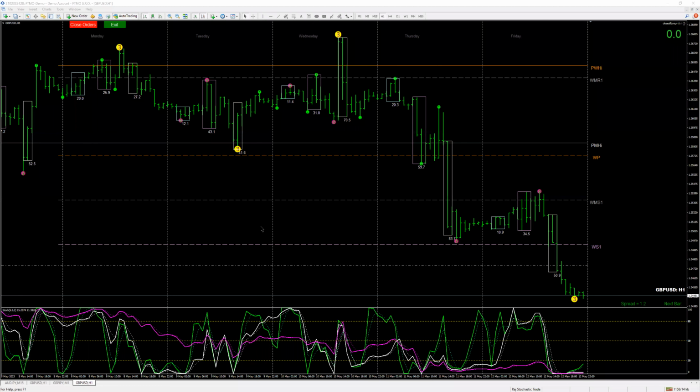Morning, everyone. I'm just going to go through my trade on the pound dollar on Friday, this past Friday. I'm going to share my screen. Hopefully you can see it. This is the pound dollar chart on the 1 hour time frame.